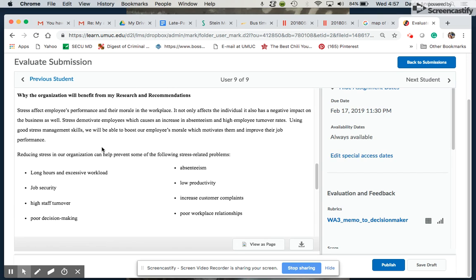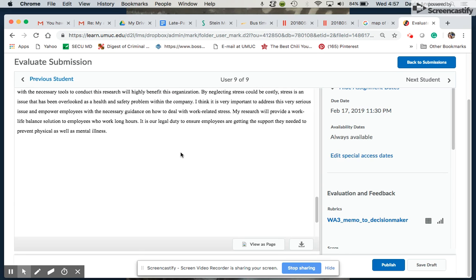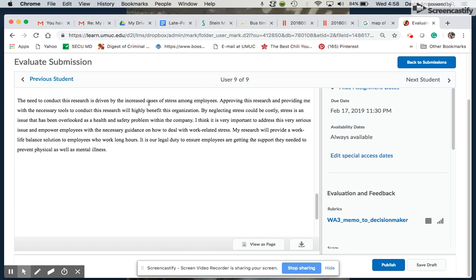Reducing stress can help prevent. What is it that you're looking to create or understand or develop or introduce as a result of your research? And then in conclusion, the need to conduct this research is driven by the increase. Okay. Use what's called active voice. So just say, the need to conduct this research is driven by the increased cases of stress among employees. The reality is stress in our employees is increasing.